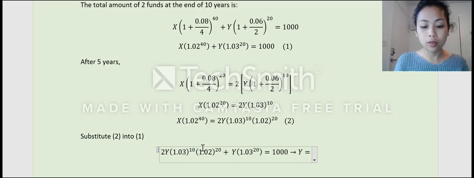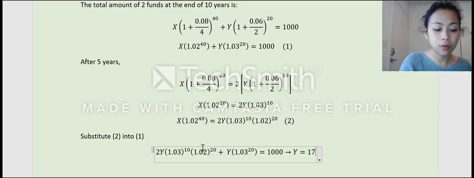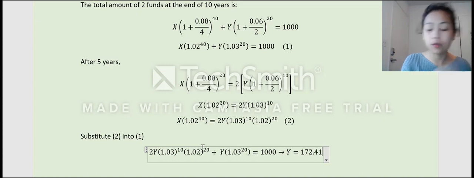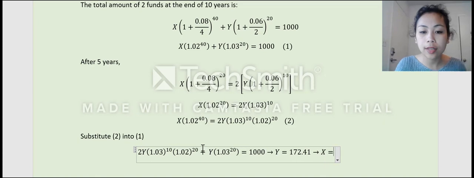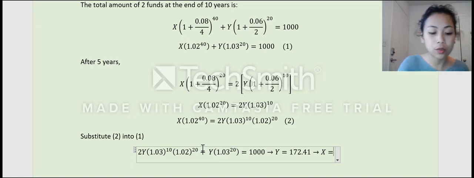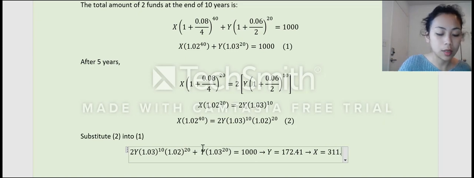And the answer is 172.41 for Y. And from here we would be able to find X. So X equals 2 times 1.03 to the power of 10 divided by 1.02 to the power of 20, times Y. X should be equal to 311.86.